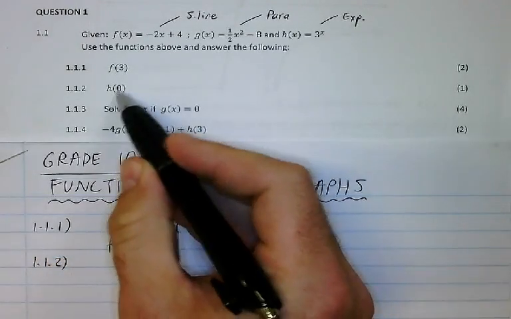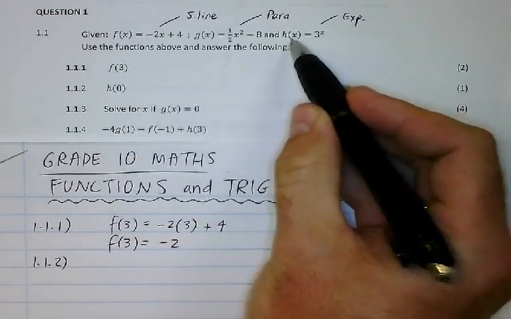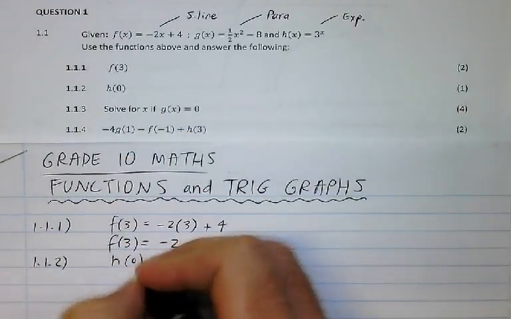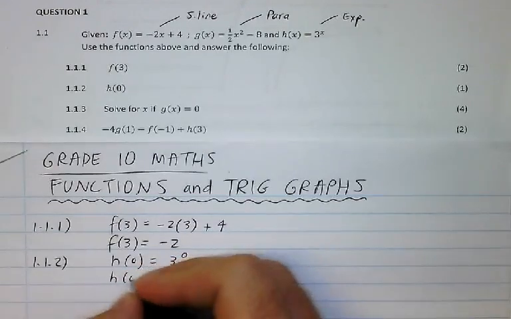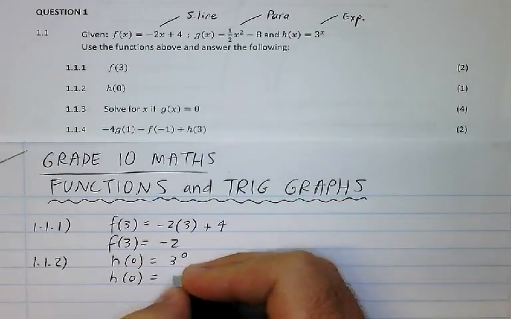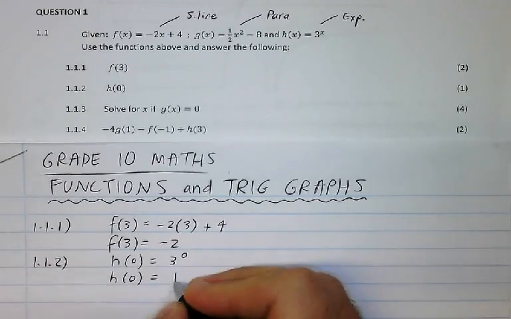1.1.2 says h of 0. Same thing, you're going to sub 0 in wherever you see an x, meaning 3 to the power 0, making h of 0 equal to, anything to the power 0 is 1.